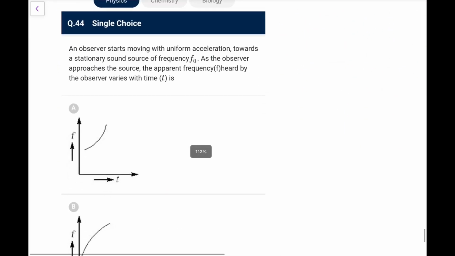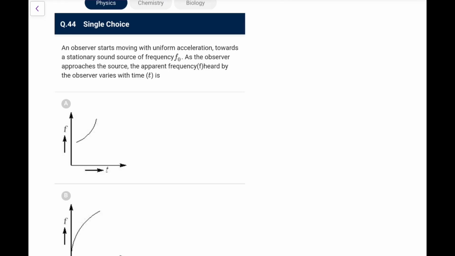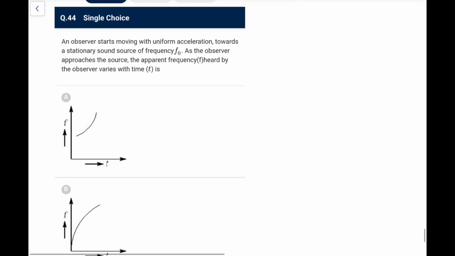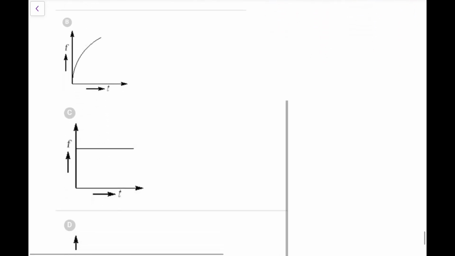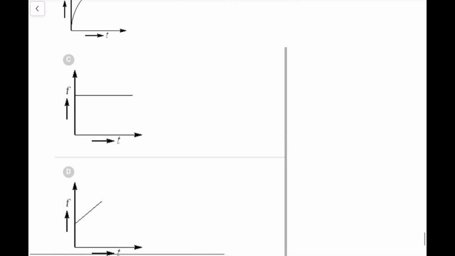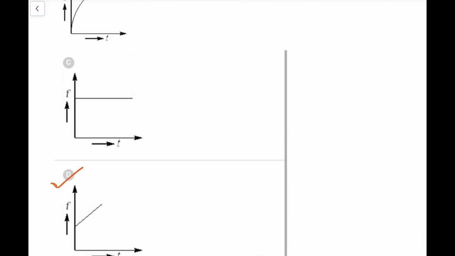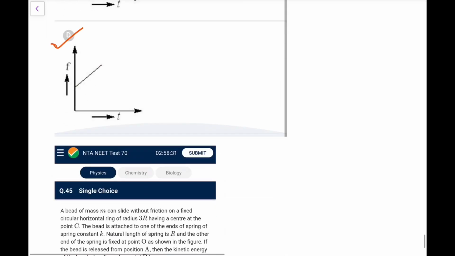Next, an observer starts moving with uniform acceleration towards a stationary sound source of frequency f0. As the observer approaches the source, the apparent frequency heard by the observer varies with time as. So let's say this is the source and the observer is going like this with a constant acceleration. We are only concerned with the velocity: f apparent is f0 into v plus v of observer upon v, where v of observer would be u plus at. So it is definitely going to be a linearly increasing function. Going by the options, it would be D, nothing else, because the velocity will increase linearly. You don't need to go about the separation. Separation is not important, only the relative speeds are important.